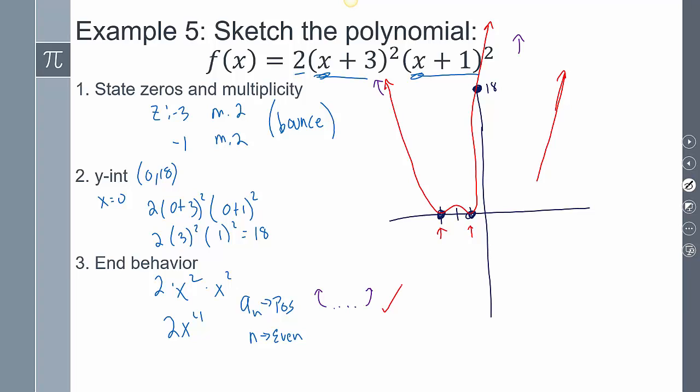It follows the end behavior. It crosses through the y-intercept. It passes through those zeros and bounces at them. So this is an accurate enough sketch of our polynomial.